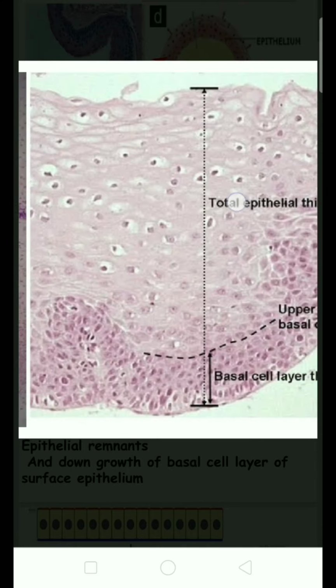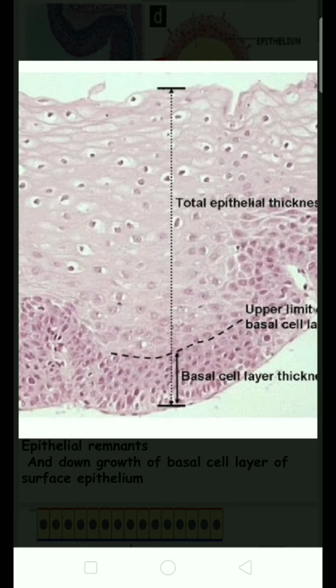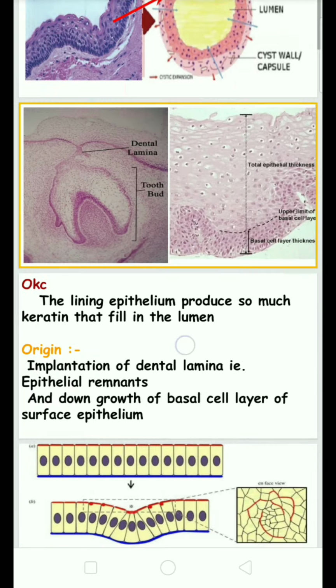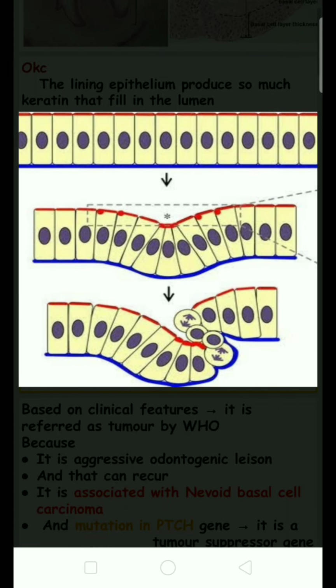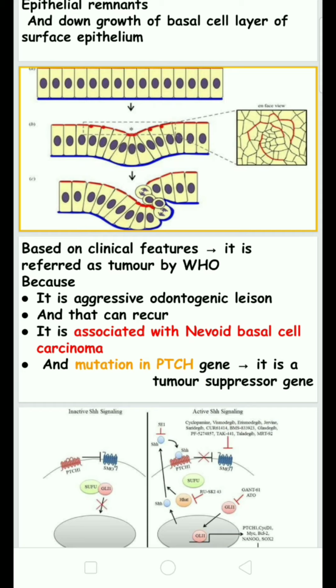Sometimes the surface epithelium forms basal invaginations like this, and these invaginations lead to the formation of the cyst, so it is called the odontogenic keratocyst. Based on the clinical features, it is referred to as a tumor by the World Health Organization because, like a tumor, it is an aggressive odontogenic lesion that can also recur. It is also associated with nevoid basal cell carcinoma.